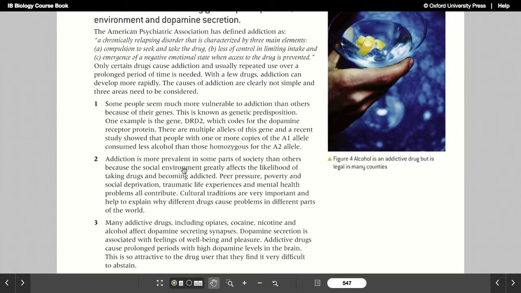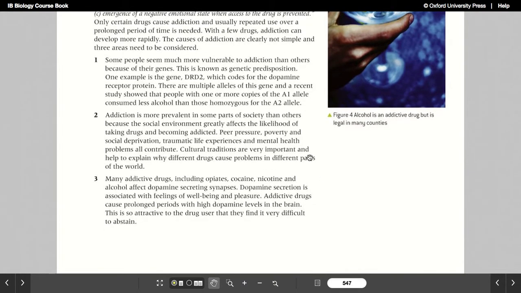Addiction also deals with environment: peer pressure, poverty, traumatic life experiences, mental health problems, cultural traditions. And then addictive drugs, opiates, cocaine, nicotine, alcohol, they all impact those dopamine secreting synapses to basically reward you for consuming those drugs. Okay.